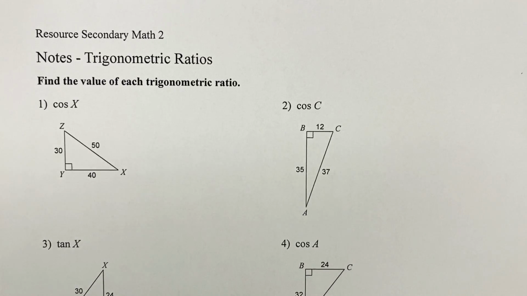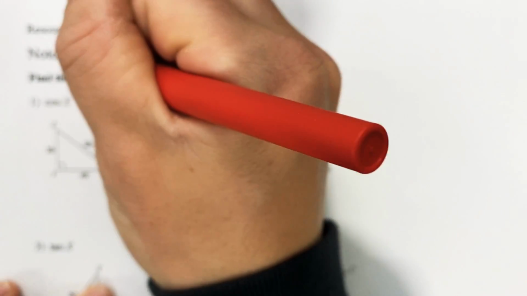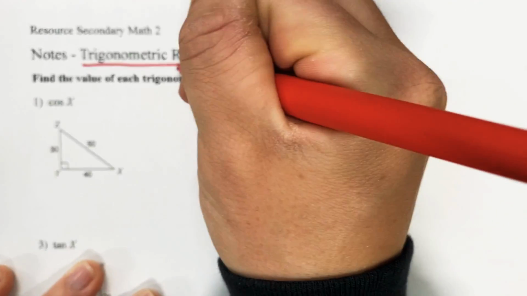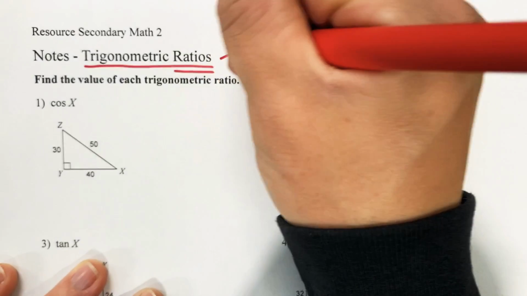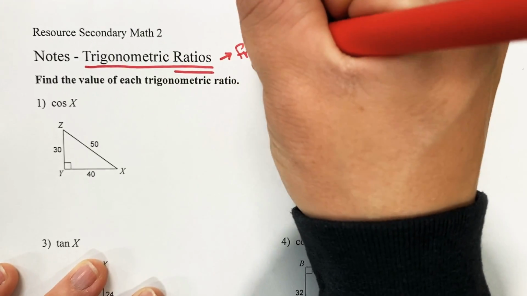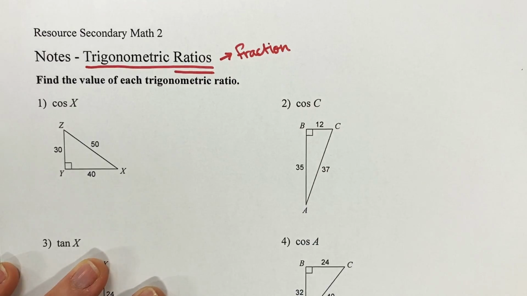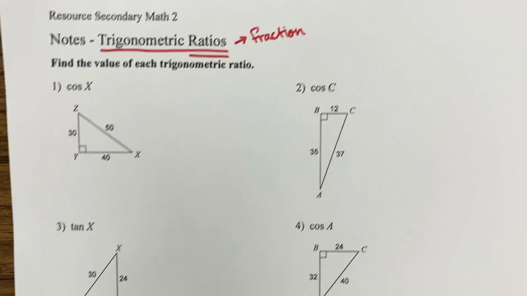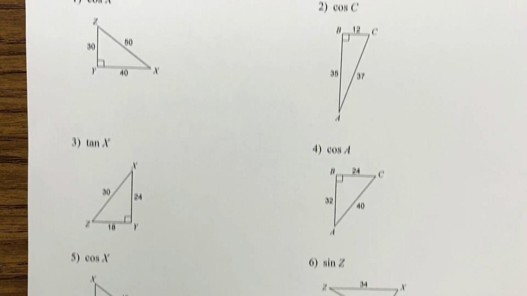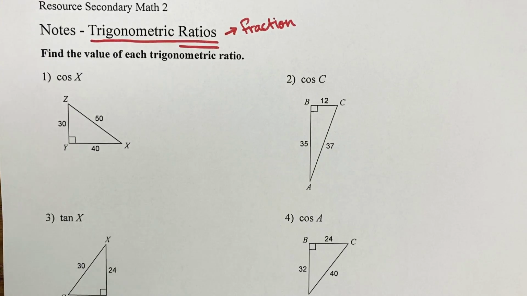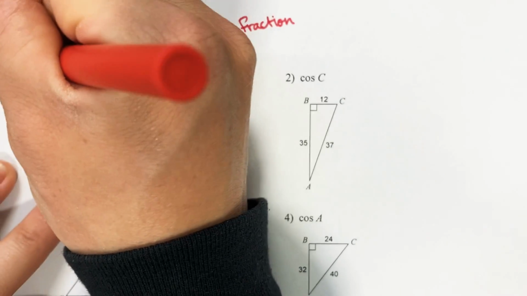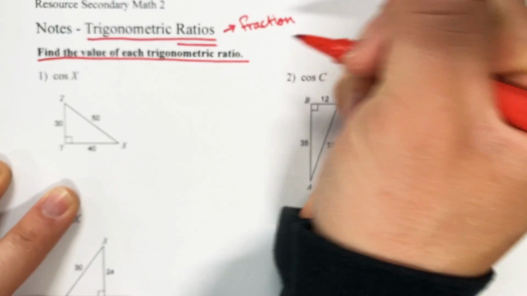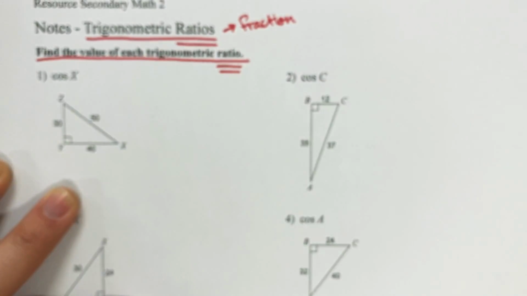All right, my secondary math 2 class, we are going to be continuing to talk about trigonometric ratios. Whenever you hear the word ratios, you want to think fraction. That means there's something on top and something on bottom, a numerator and a denominator. So for numbers 1 through 6, we have a few practice problems. It's asking us to find the value of each trigonometric ratio, or find that fraction.